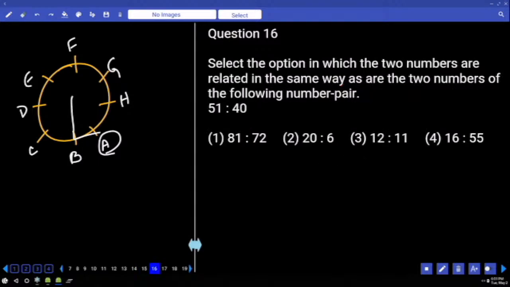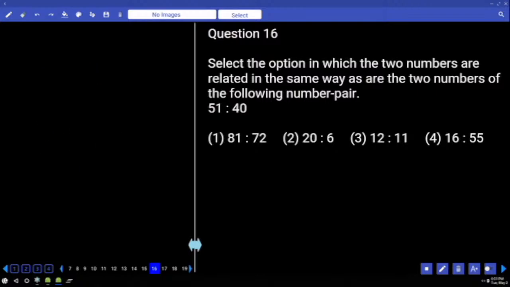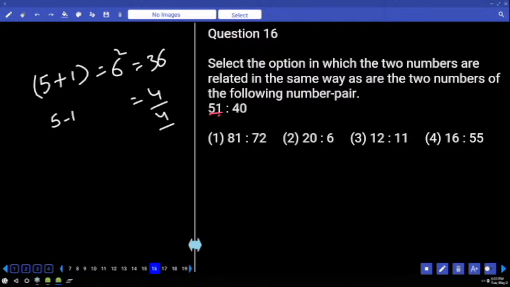Now the 16th one. 51 is to 40. Any answer to this one? Now 51. What are the digits in 51? 5 and 1. Now 5 plus 1 is 6. 6 square is 36. And the next one, 5 minus 1 is 4. Now 36 plus 4 is 40. So the sum of the digits squared is added to the difference between the digits.